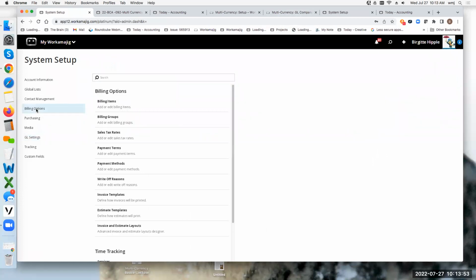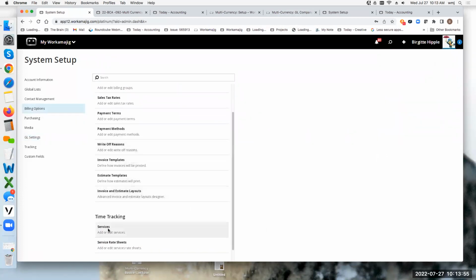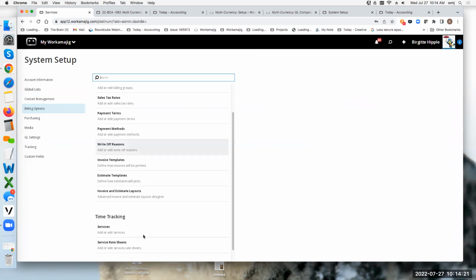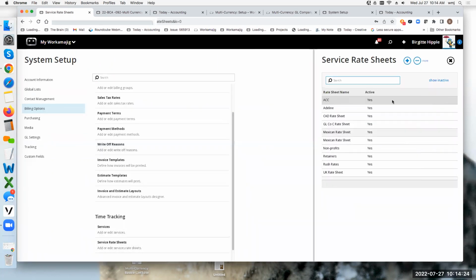All right. One last thing about system setup is under billing options, services. More than likely, the rates that you have under your standard services may not apply when you're billing a client in a different currency. I probably cannot use the same 135 rate for account management if I happen to be billing in GBP. It may be a completely different rate, and so in that instance, I would be using service rate sheets.